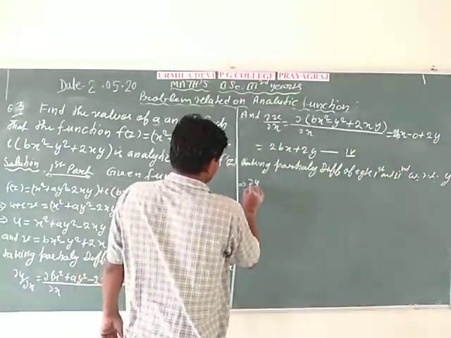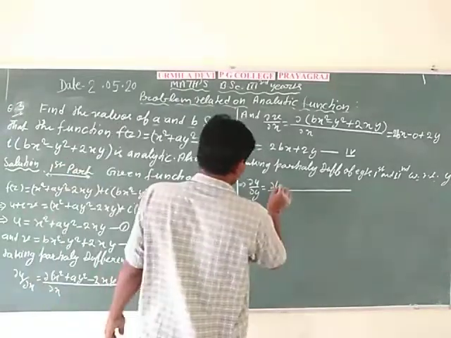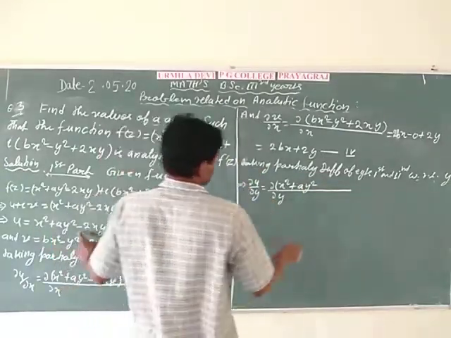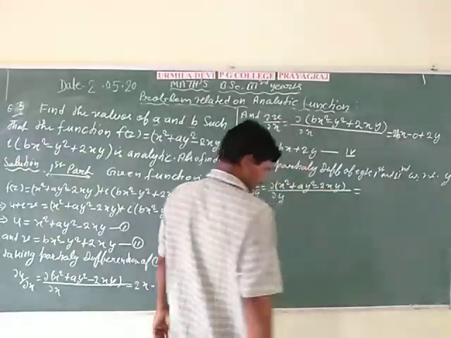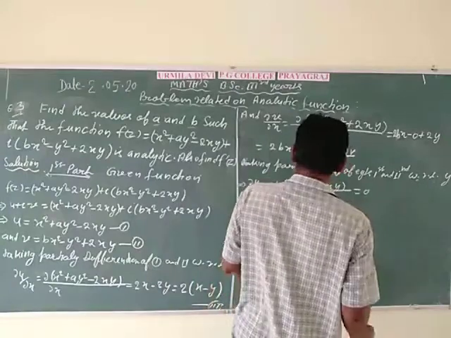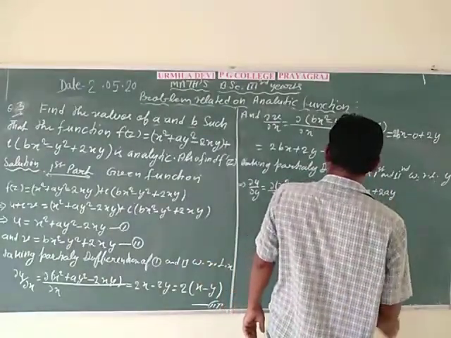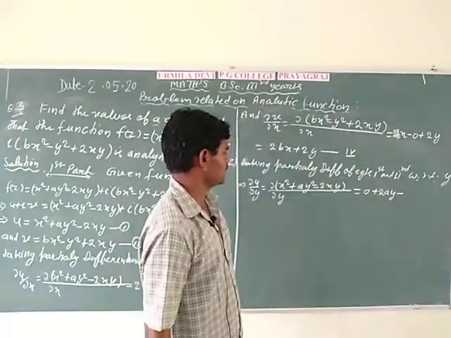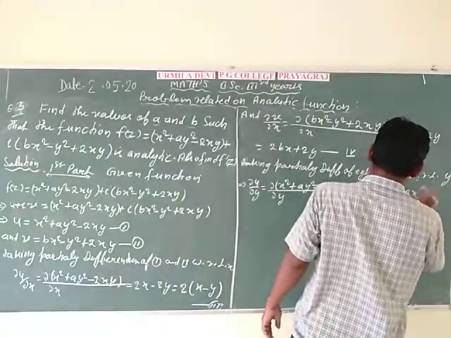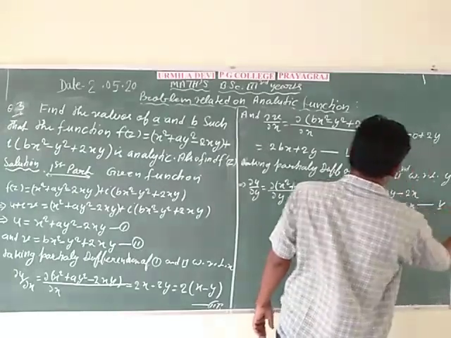It implies that ∂u/∂y, putting the value of u = x² + a y² − 2xy, and differentiating with respect to y with x constant: the derivative of x² is 0, plus the derivative of a y² is 2ay, minus the derivative of 2xy with respect to y, which is 2x. So ∂u/∂y = 2ay − 2x, which is equation 5.